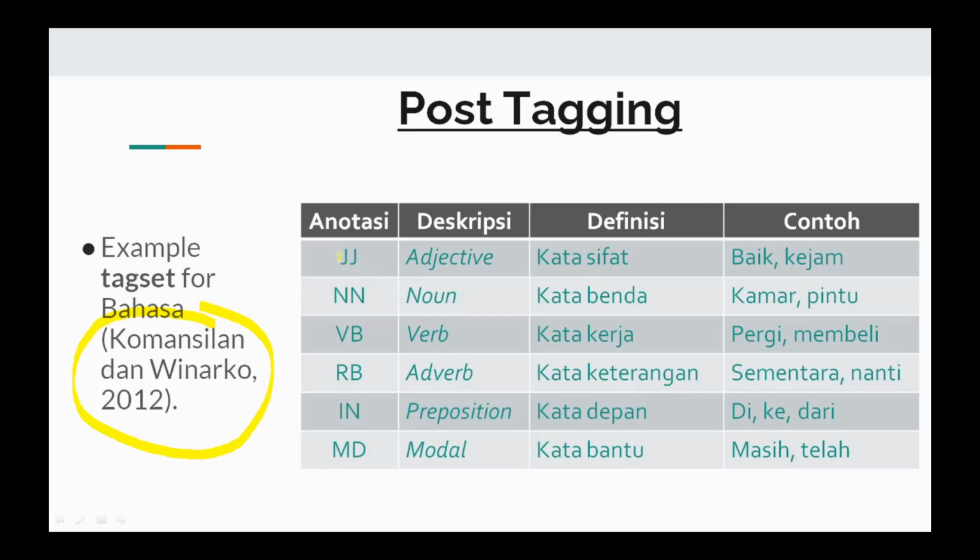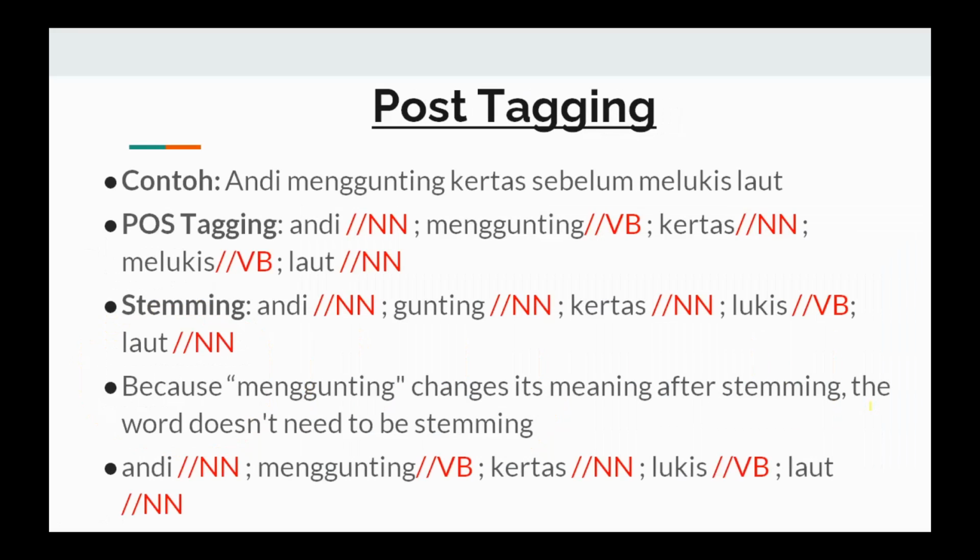For example, JJ is for adjective, or kata sifat. Examples are baik, kejam. IN is for preposition. In bahasa it is kata depan. Examples are di, ke, and dari.